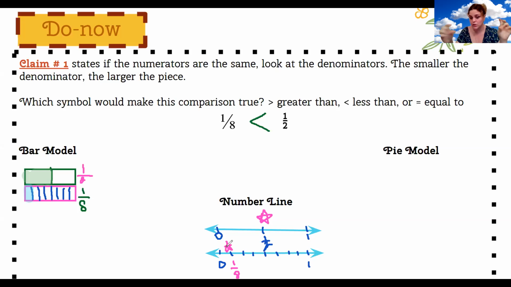1/2 seems longer on the number line, or greater than 1/8. So 1/8 is still less than 1/2. Let's do the pie model. The pie model is always kind of difficult because it's hard to partition a circle really well, but let's try it. Why not? So let me do 2 circles.